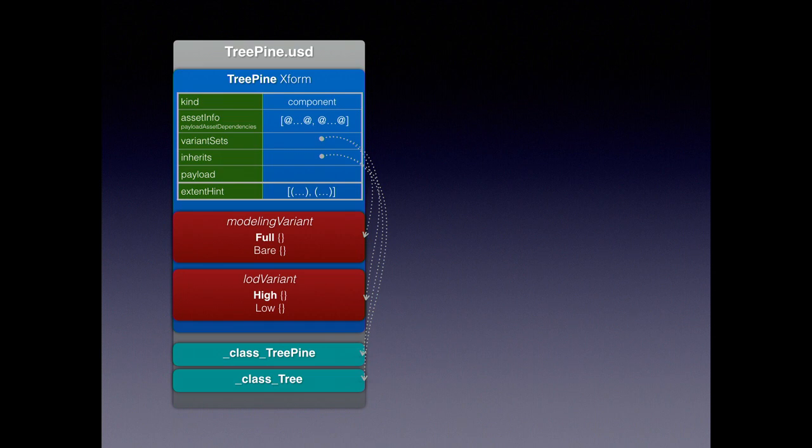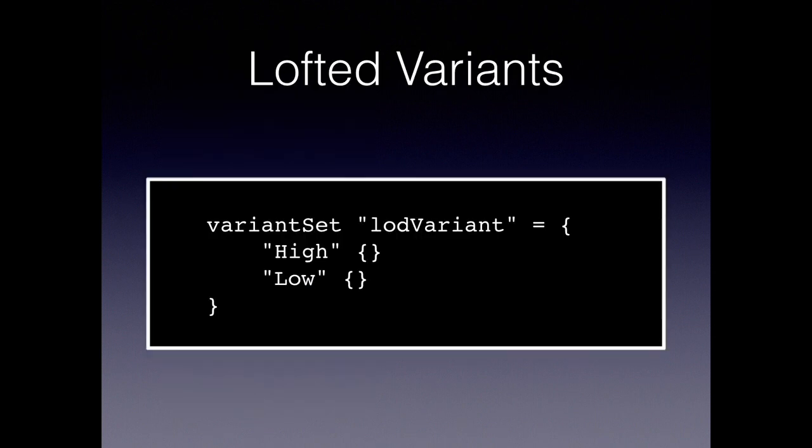Lofted variants, there's kind of an analogy here towards forward declaration. You don't have to bring all of the opinions of the variant above the payload. What you can just sort of say is, there's a variant set called LOD variant. One of those variants in that set is high. One of those variants is low. Don't specify any opinions in it. That'll get defined later once the payload gets loaded. And that's kind of how it's sort of like forward declaration. It's empty, it's going to be defined later.